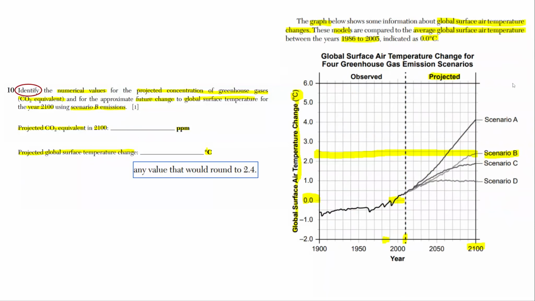Next, we want the projected global surface temperature change for the same year and for the same scenario. And for this, I'm going to go to this graph right here. I see in the year 2100 for scenario B, the temperature was somewhere over here, which is somewhere around 2.4. So if you put any value that would round to 2.4, that would be correct over here.